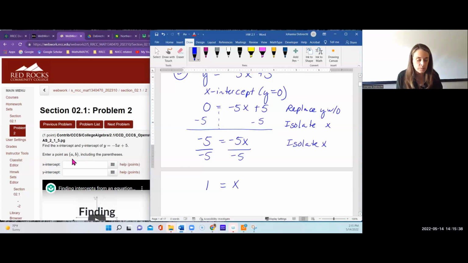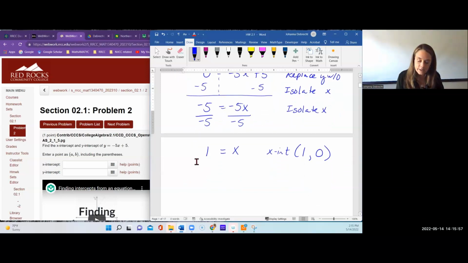Remember, it said to enter the point as an ordered pair. So when I have an x-intercept, my x-intercept should be written as an ordered pair. X is 1, which goes first since it's in alphabetical order. But remember that the opposite team got the ball. Y is 0.